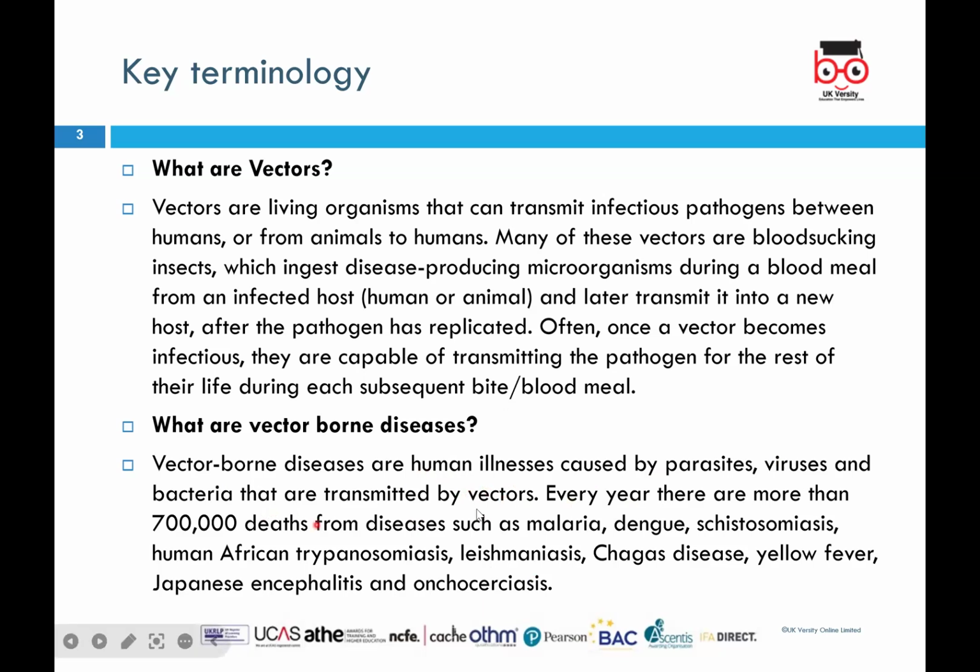Every year, there are more than 700,000 deaths from diseases such as malaria. You have dengue, schistosomiasis, human African trypanosomiasis, leishmaniasis, Chagas disease, yellow fever, Japanese encephalitis, and onchocerciasis. All of these are caused by vectors.